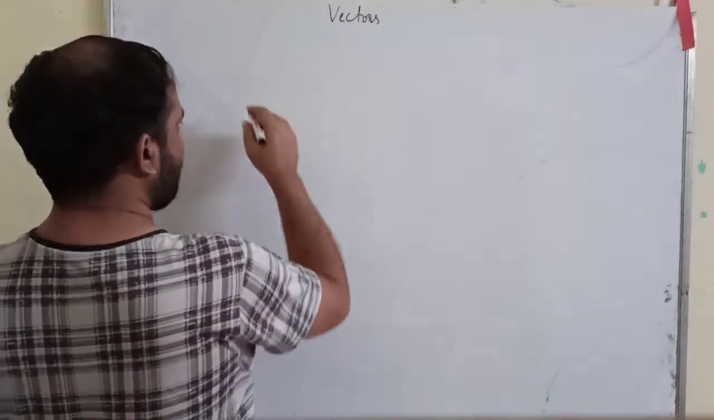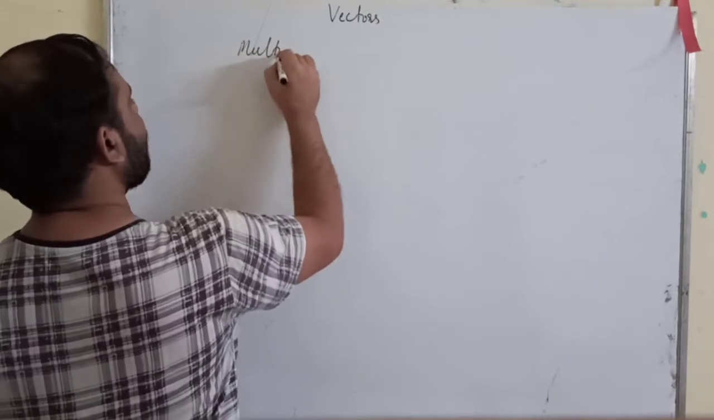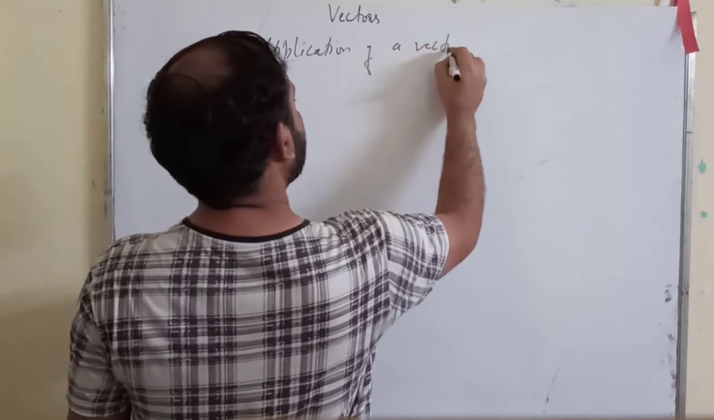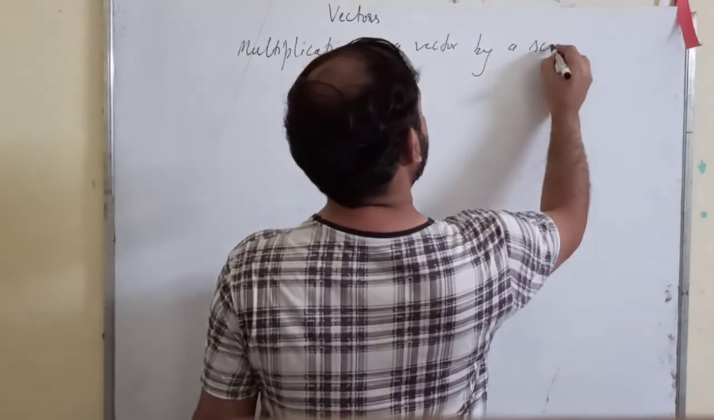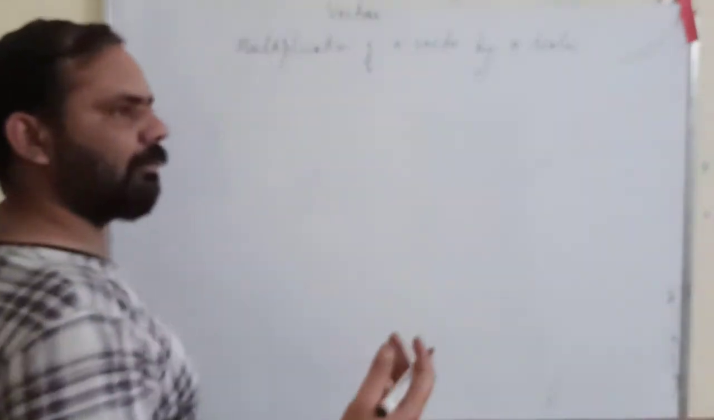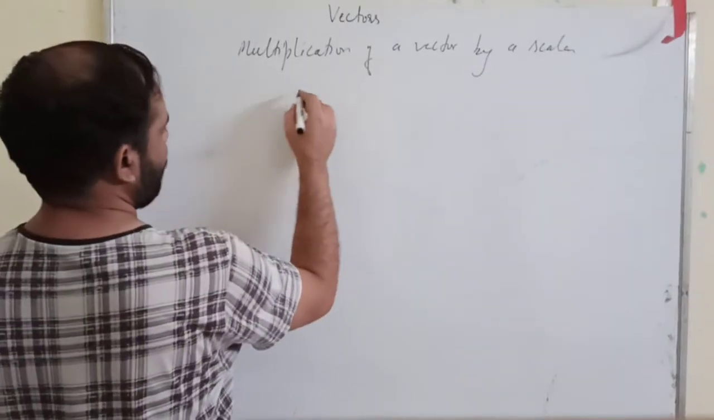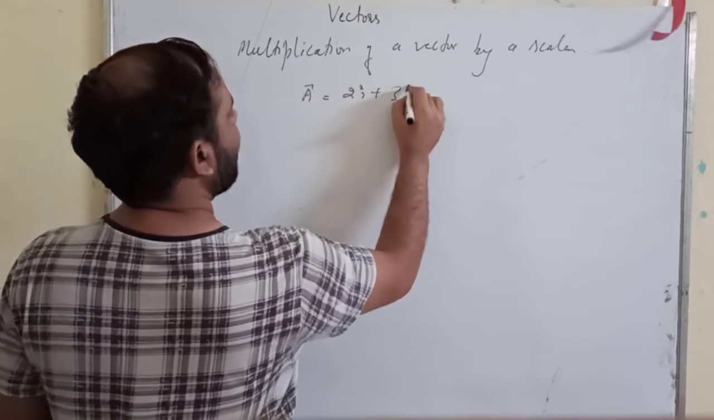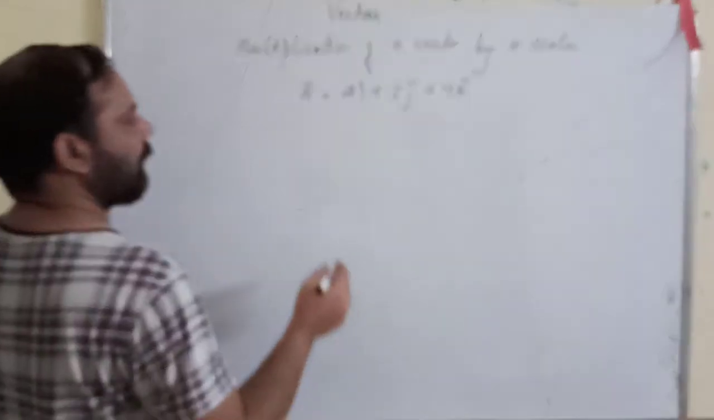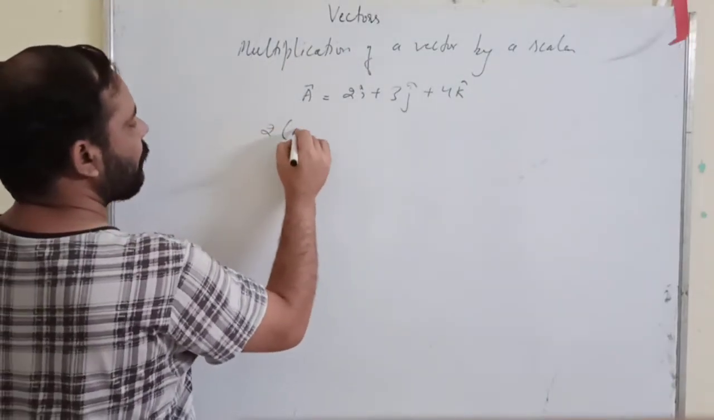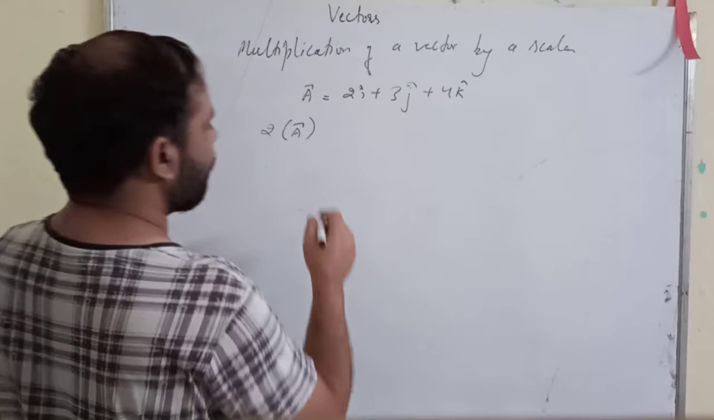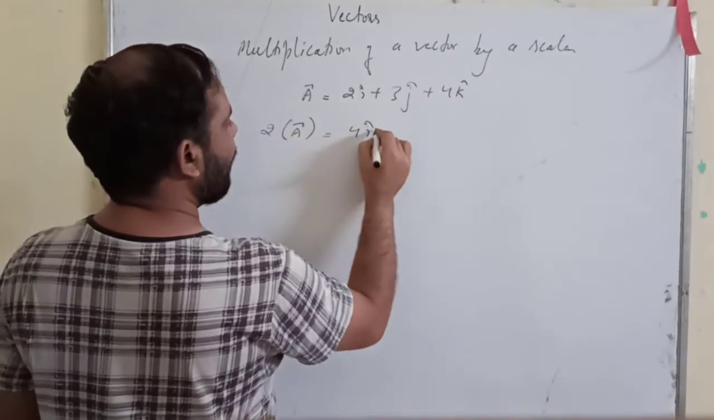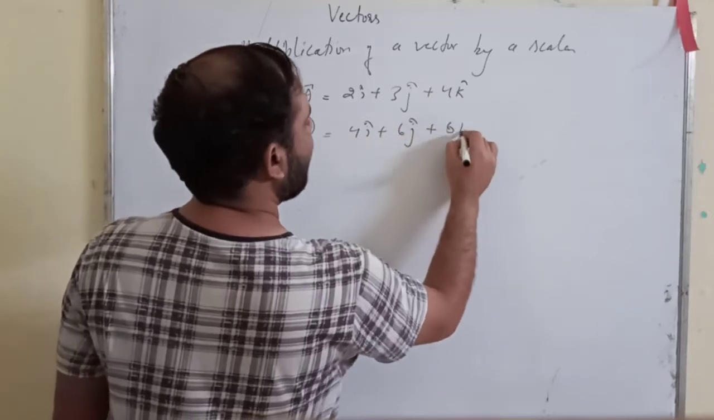Now for today, the last topic is multiplication of a vector by a scalar. How will you multiply a vector with a scalar? Suppose you have a vector a equals 2i cap plus 3j cap plus 4k cap. Now you want to multiply this vector by 2. Then what you have to do is simply multiply all the magnitudes by 2. So it will become 4i cap plus 6j cap plus 8k cap.